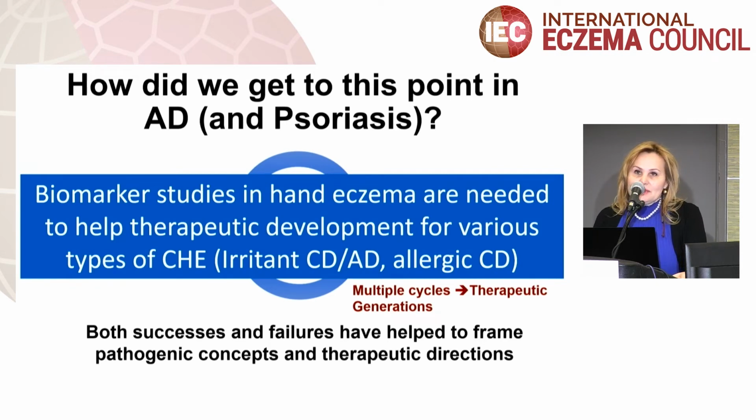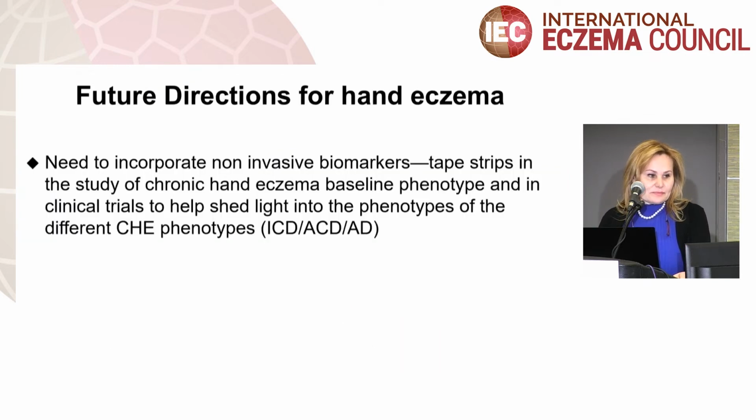And how are we going to get there? So we need biomarker studies in hand eczema, and they are harder to do because skin biopsies are really tough to do in these areas. So I think we need to incorporate non-invasive biomarkers, tape strips, to study chronic hand eczema across the phenotype. And actually, Robert and I are doing such a study that is ongoing. So hopefully, later this year, we'll share some data.